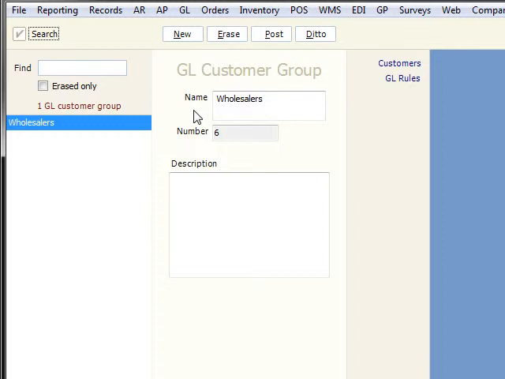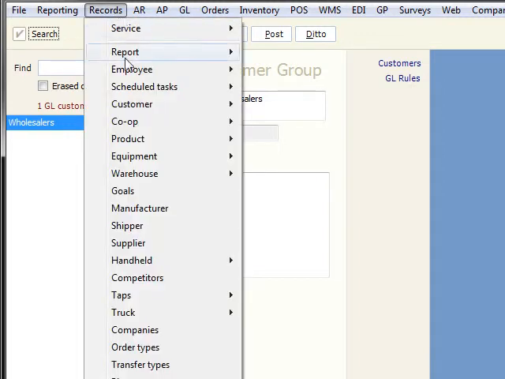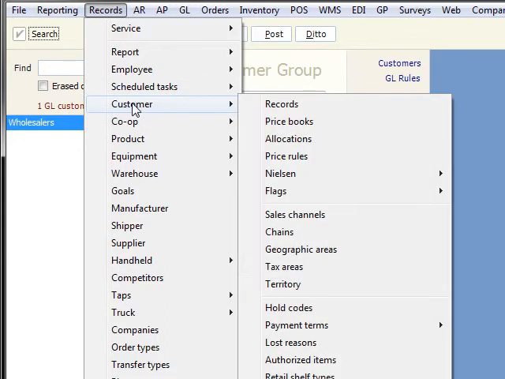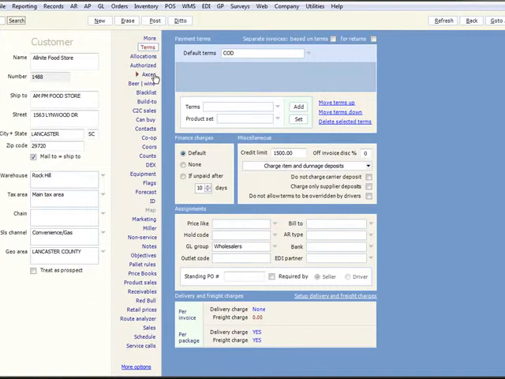Once the customer group records have been added to eoStar, they are assigned to the appropriate customers in the customer records. That can be found under Records, Customer Records. On the Terms panel, you will find the GL Group field.